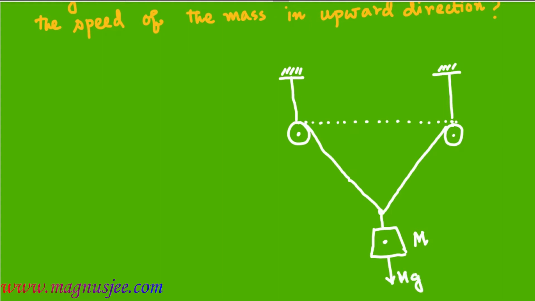In the diagram, M is the mass which is suspended by using a string, and that string passes over two pulleys P1 and P2. The string is passing over two fixed pulleys P1 and P2. P and Q are the two free ends of the string. This is pulley P2, and the other pulley is P1.